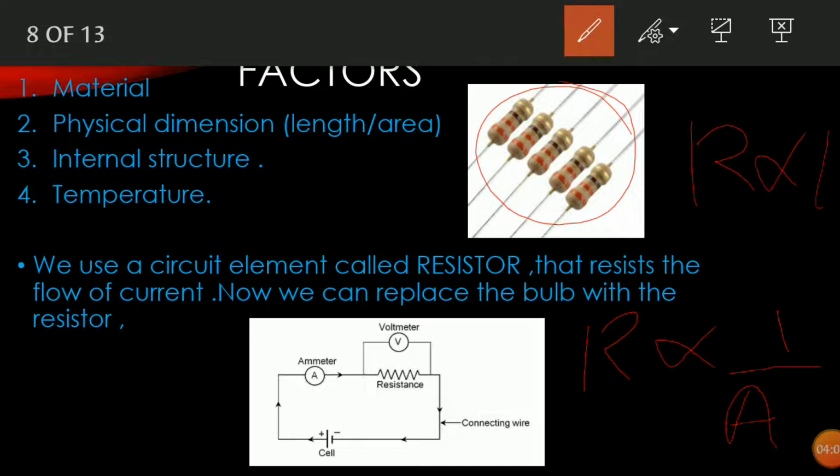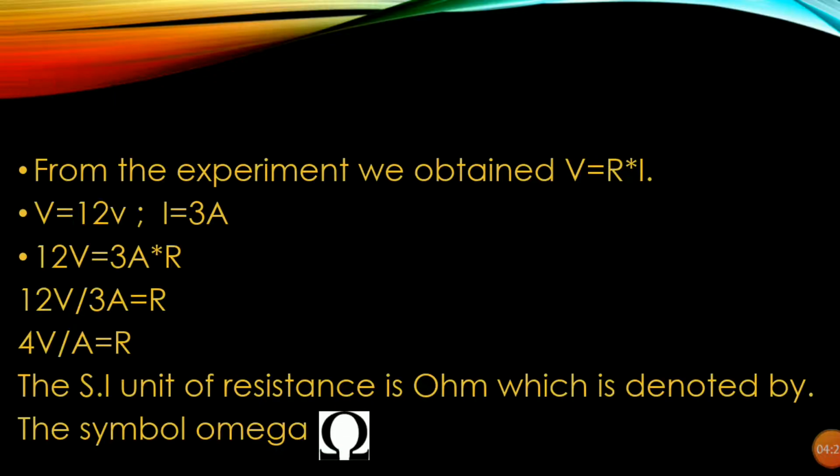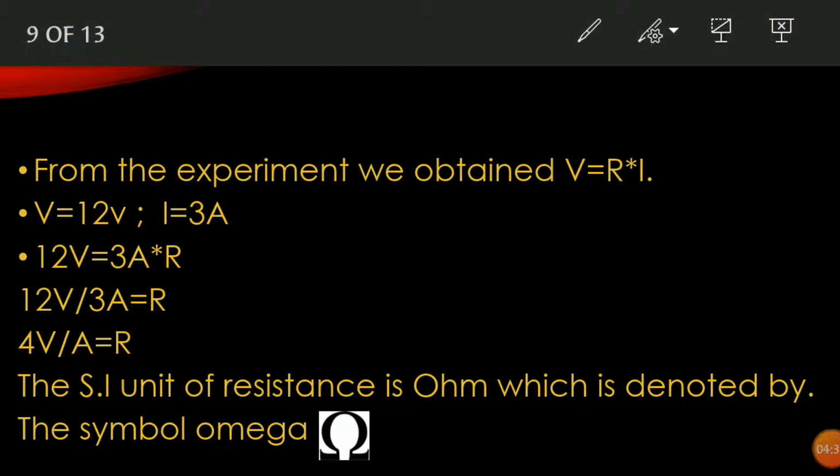Now I can ask you, what is a bulb? Yes, you can say it. The bulb is a special kind of resistor that heats up and emits light when current flows through it. Now, from Ohm's law, we have derived that V is equal to R into I. That is, voltage is equal to resistance into current.